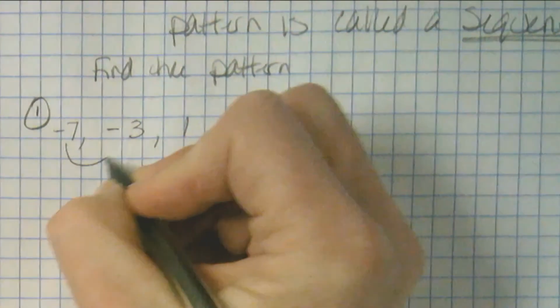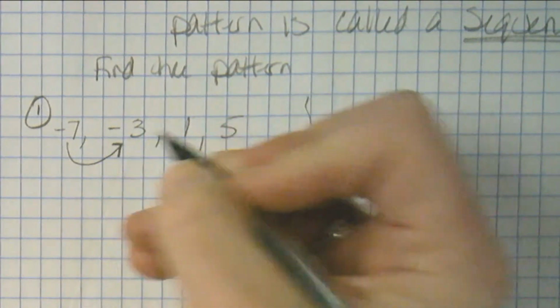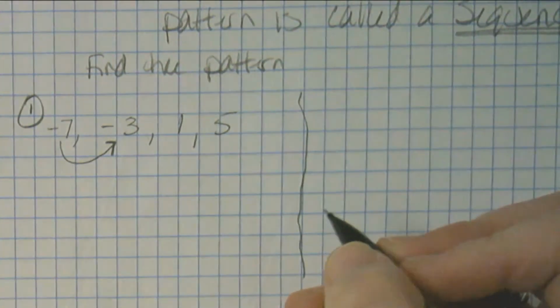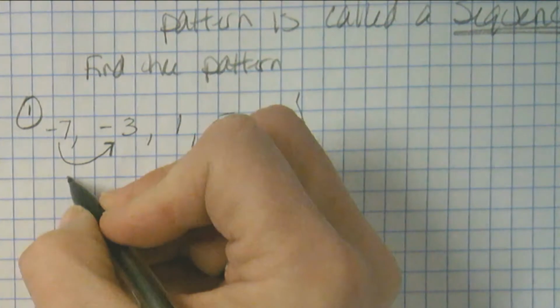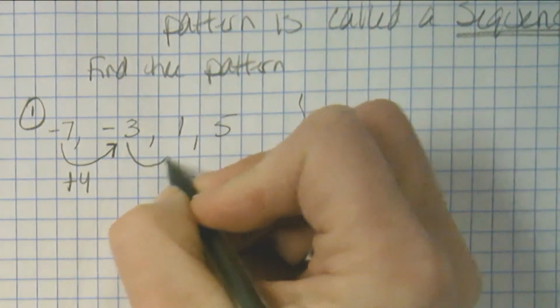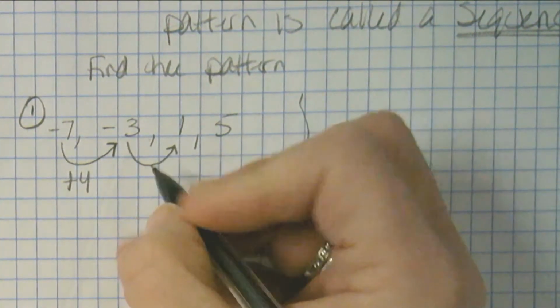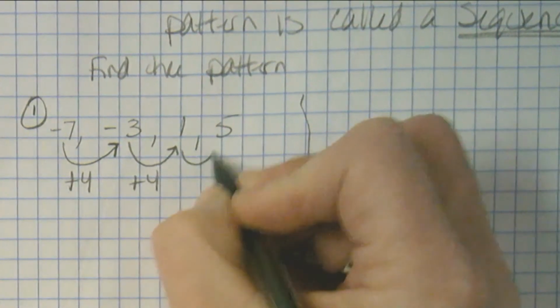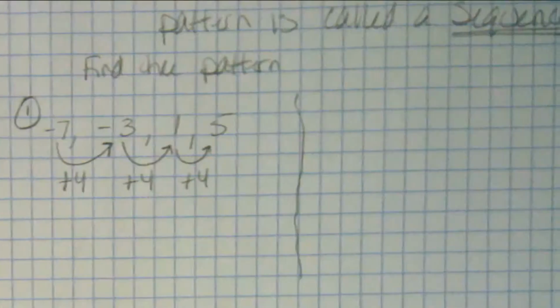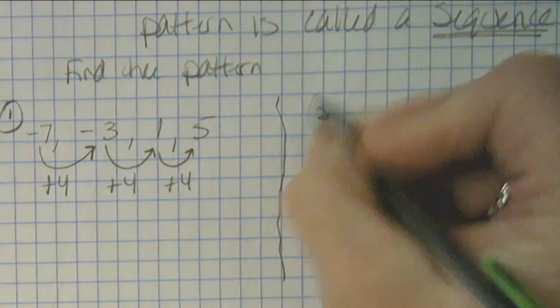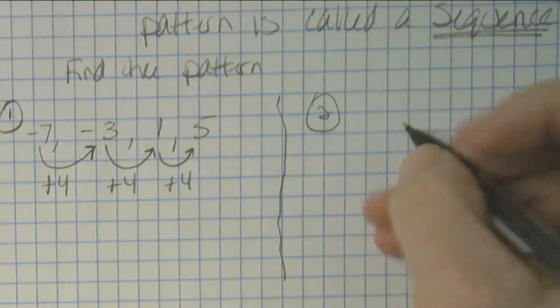So what is the work I'm doing? What am I doing to my -7 to get my -3? Victoria? Add 4. Can I do the same thing to -3 to get 1? Excellent. So I'm just going to show adding 4. How many of you guys agree with that? Okay. Now the second one, I want you guys to do this.